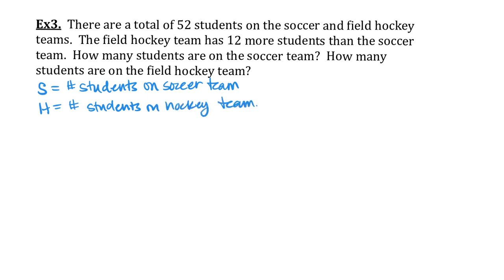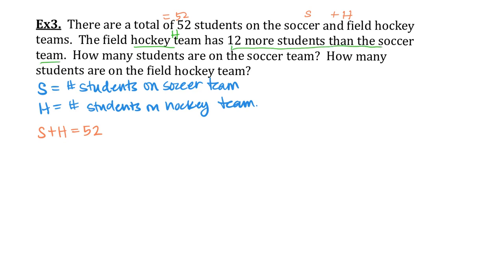Okay, now let me go back and try to figure out my equations. Okay, there are a total of 52 students, so I feel like it's going to equal 52, on the soccer and field hockey teams. Okay, so the soccer and the field hockey teams together have 52 students. Okay, let's go to the next sentence. Okay, the field hockey team, so H, has 12 more students than the soccer team.